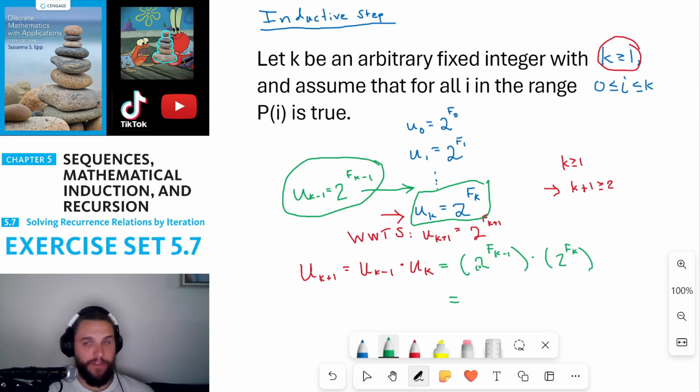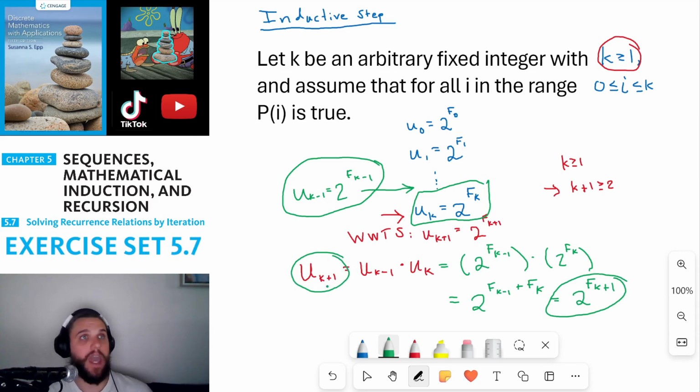And now we can simplify from here. We can combine these factors of 2 by adding the exponents together to get 2 to the f sub k minus 1 plus f sub k. And since, according to the definition of the Fibonacci sequence, if you add 2 consecutive Fibonacci numbers, you'll always get the next Fibonacci number. Here we have the addition of 2 consecutive Fibonacci numbers. So this simplifies to 2 to the power of f sub k plus 1. And this is what we wanted to show. We wanted to show that u sub k plus 1 equals 2 to the f sub k plus 1.